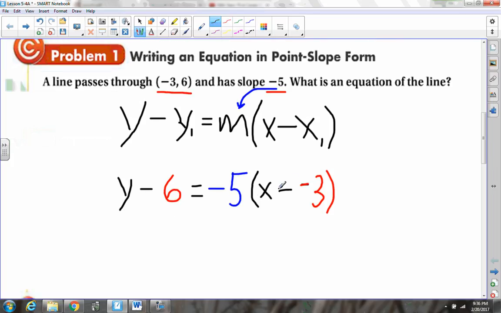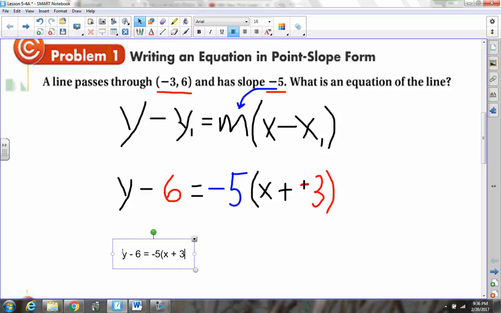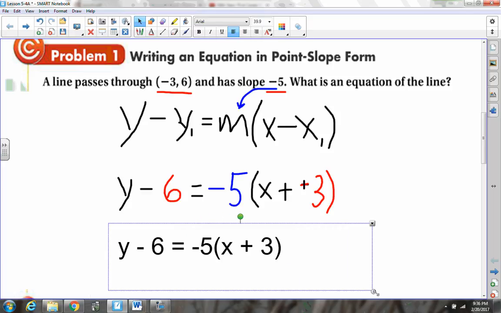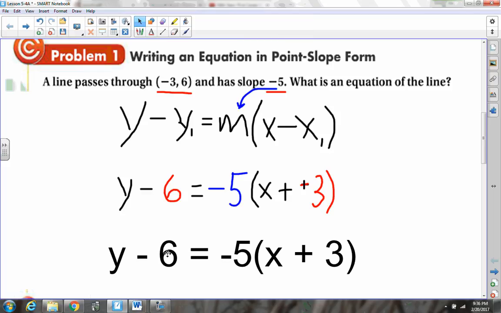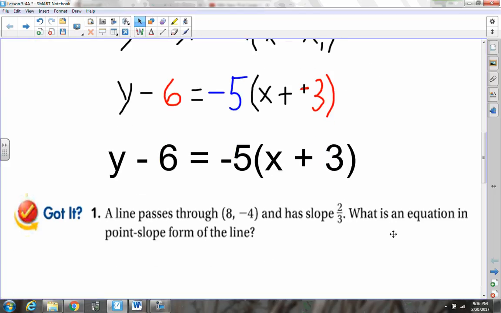The only thing I can maybe do is simplify x minus a -3. Minus a negative is like adding a positive. So maybe I could say that then. My final answer here would say y minus 6 equals -5 times x plus 3, because it was minus a negative. And that would be a finished product in point-slope form. Y minus my y coordinate equals slope times x minus my x coordinate, which has flipped to a plus sign now. I've got one here for you to try as well.